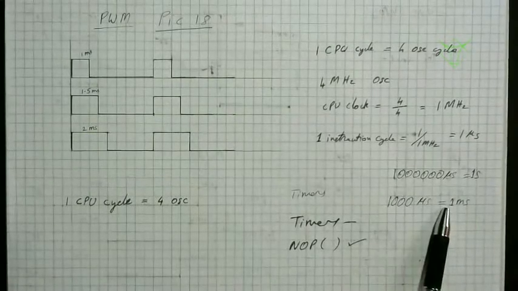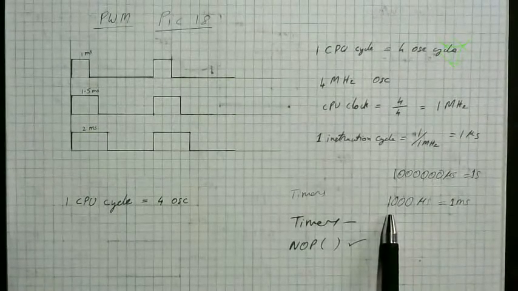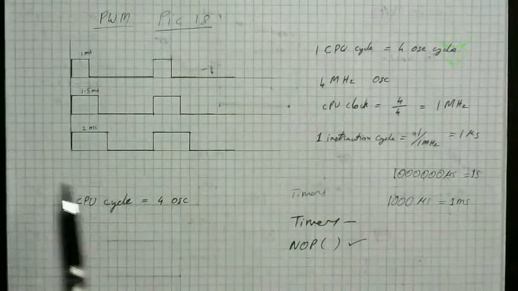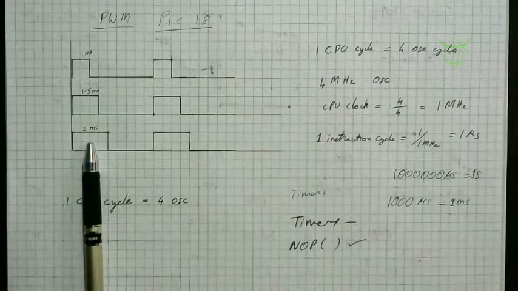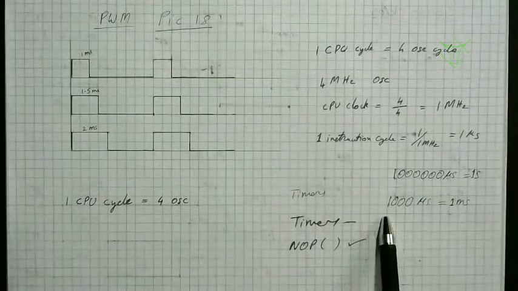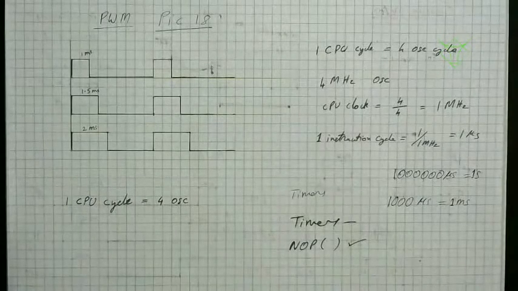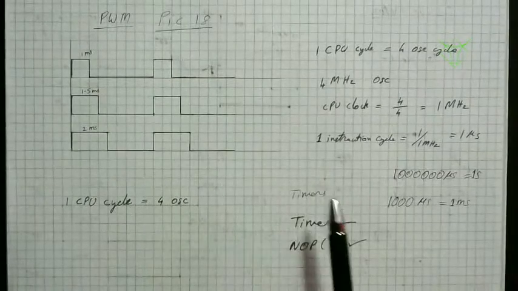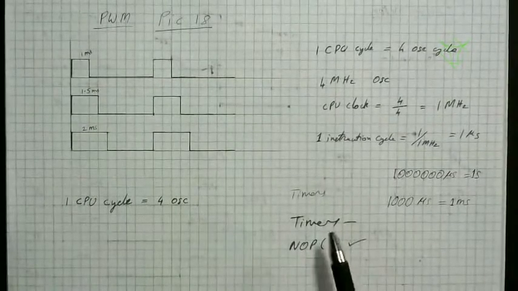Now if I want 1 millisecond, I have to waste 1000 ticks. So 1000 ticks is equal to 1 millisecond. To generate 2 millisecond, I have to waste 2000 microseconds. Simple. To generate this delay, there are two ways, that is using timers.